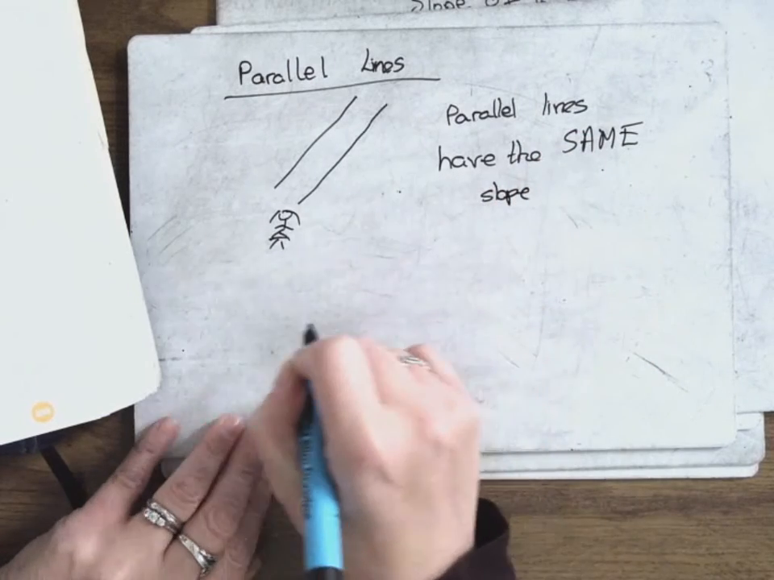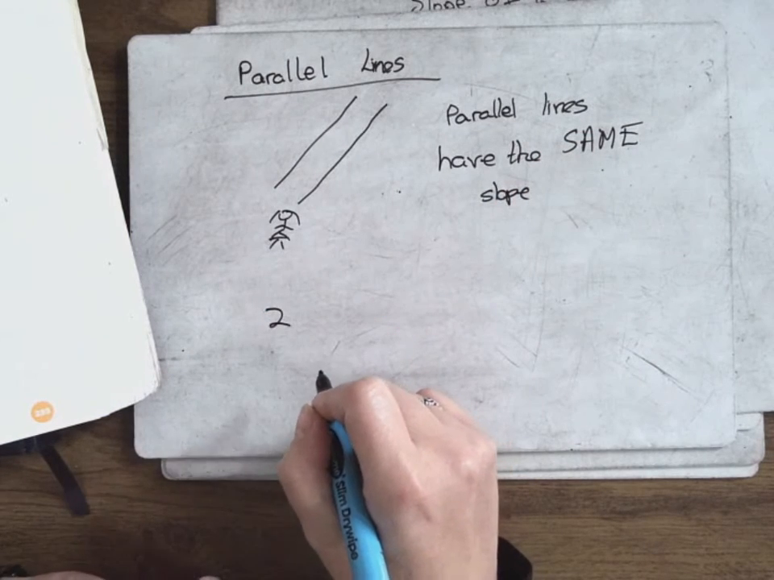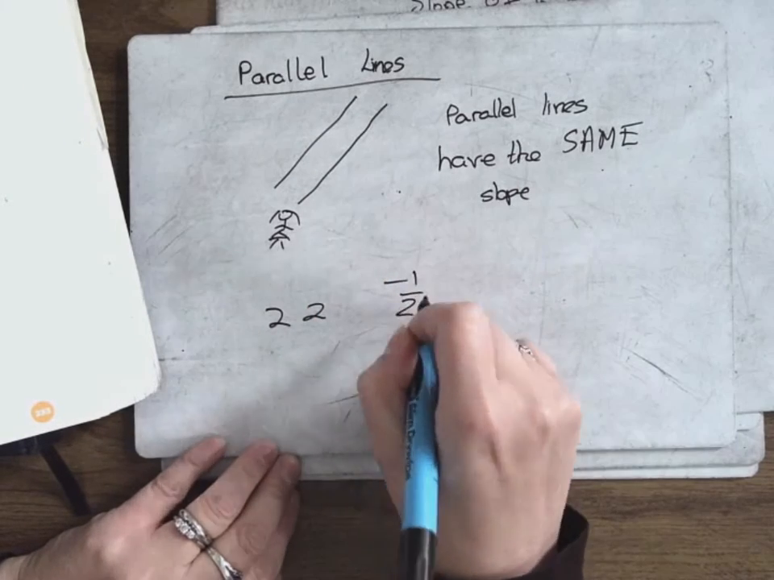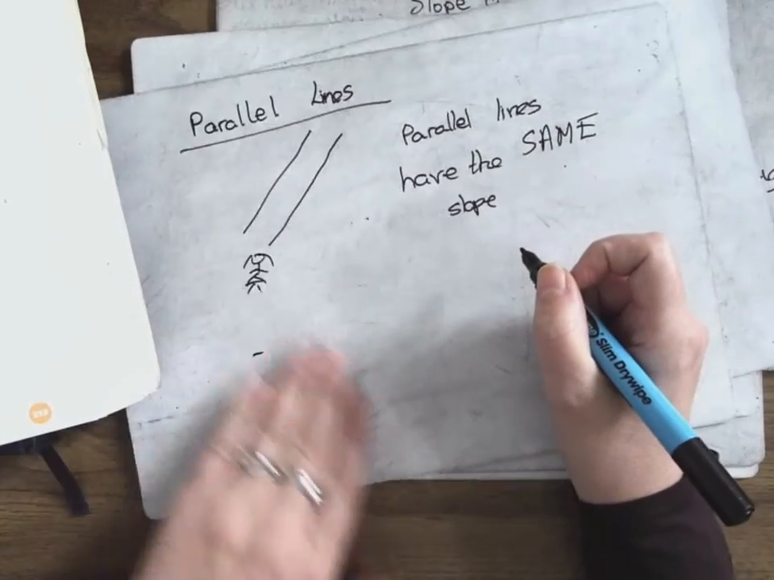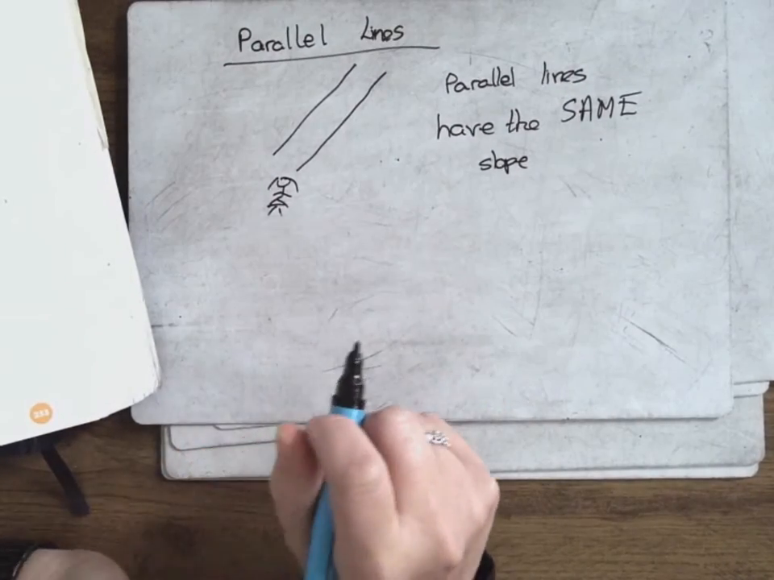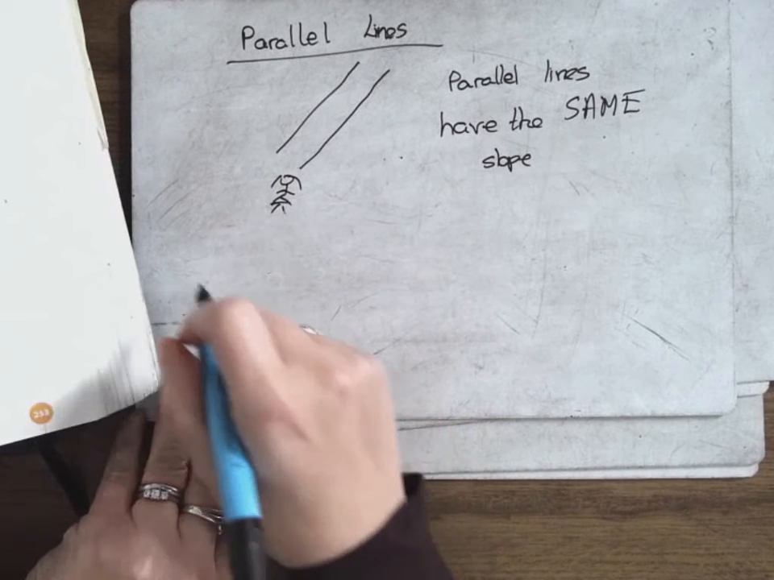So if I said the slope of a line was 2, you tell me the slope of a parallel line is also 2. If I said the slope of a line was minus a half, what's the slope of a parallel line? Minus a half, right? We're okay with that? Easy peasy? So remembering it is the thing. You need to remember it.